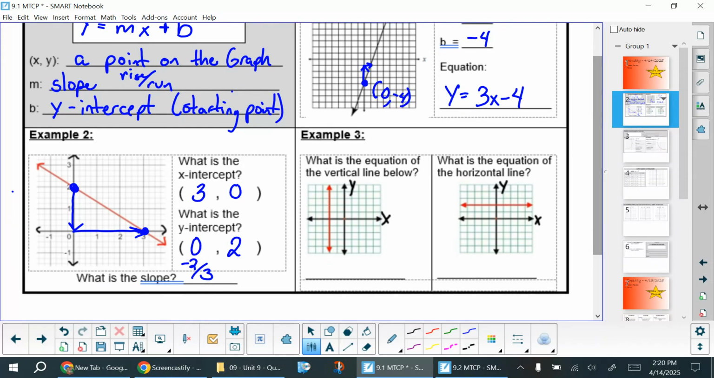And then these last ones here, vertical lines are always x equals equations. So x equals -2 in this case, because all of those points have x coordinates of -2. And horizontal lines are always y equals a number. So in this case, all of our y coordinates are 2. So y equals 2 is our equation of that horizontal line.